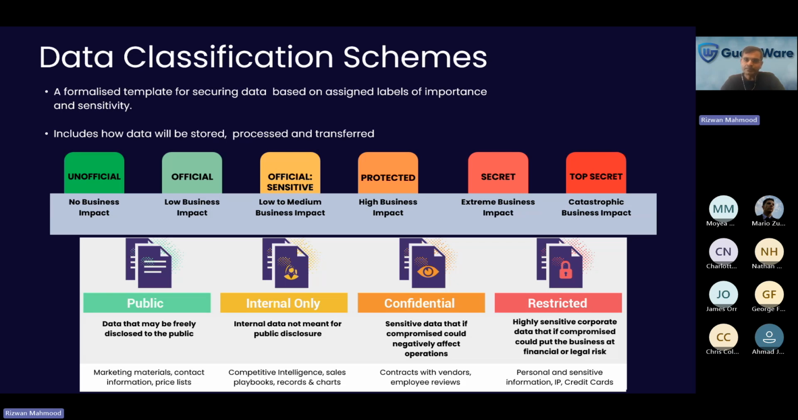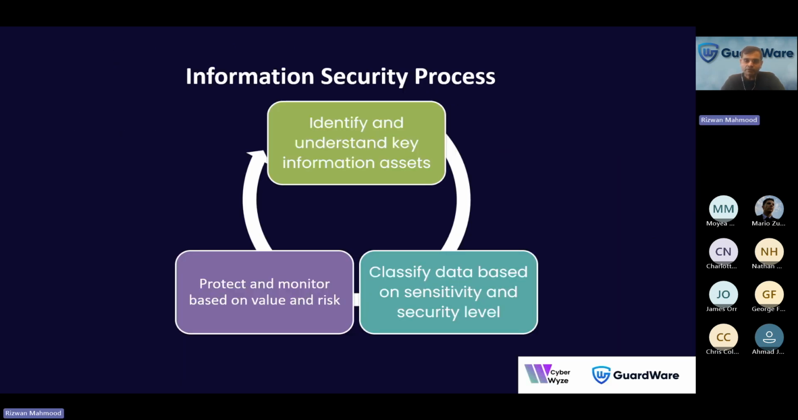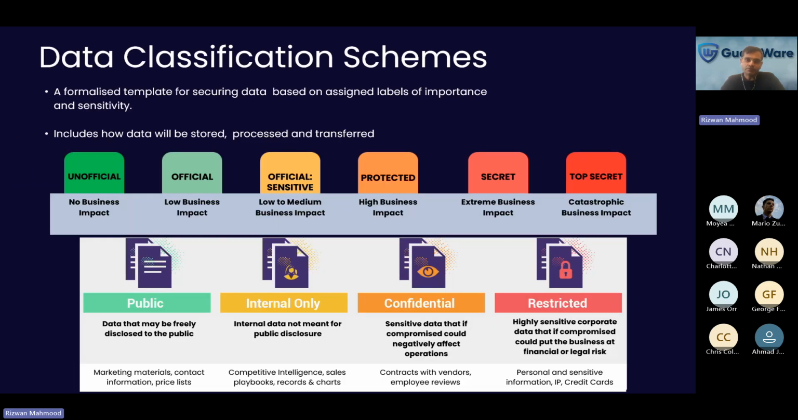Let's look at some examples over here. For example, let's look at public. Public information is stuff that has low impact. There is no business impact if it gets stolen or lost. It's already public knowledge, so you'll place stuff like marketing materials, contact information, and price lists around there. Then you have internal only, data that is not meant for public exposure. Is it sensitive or not sensitive? That is dependent on your definition.